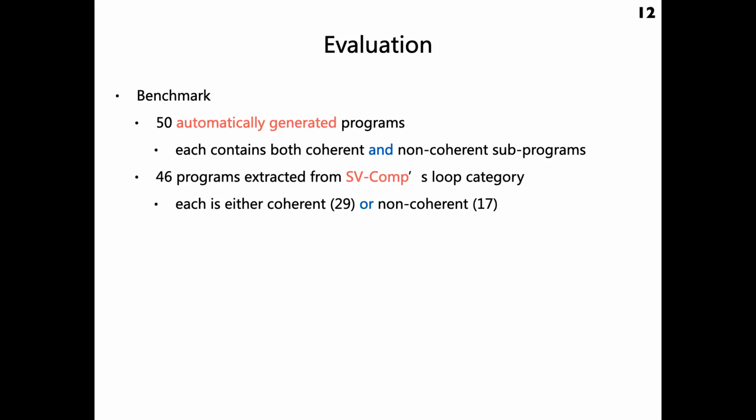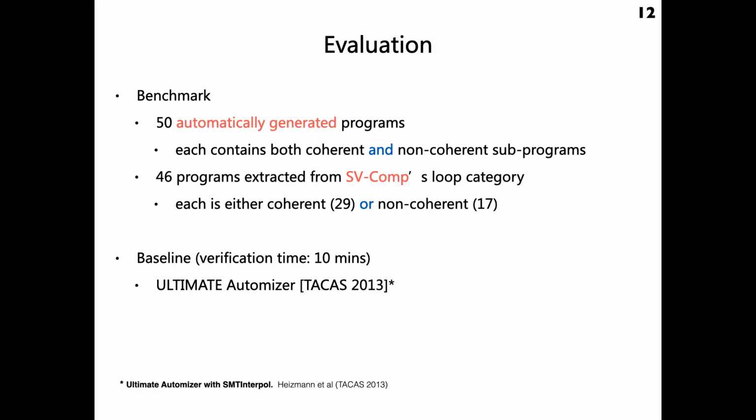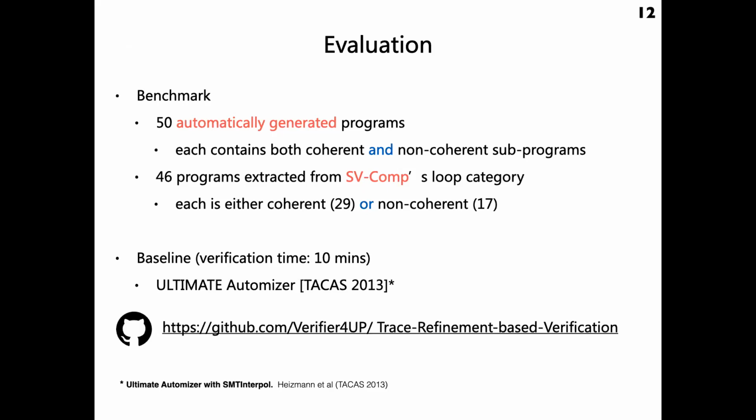While the second benchmark consists of 46 programs extracted from SV competition's loop category, wherein each is either coherent or non-coherent. For baseline, we compared our method with the state-of-the-art Ultimate Optimizer, which is implemented based on the interpolation-based CEGAR verification method. And the verification time is set as 10 minutes. And our prototype is also provided in this repo.